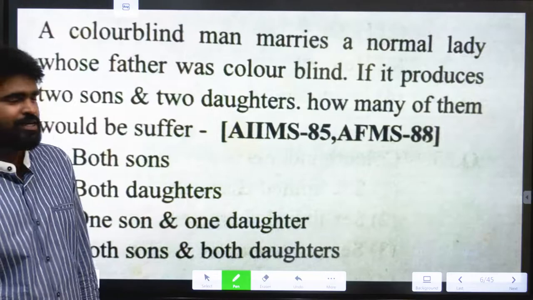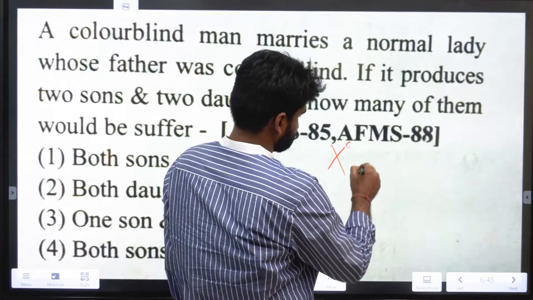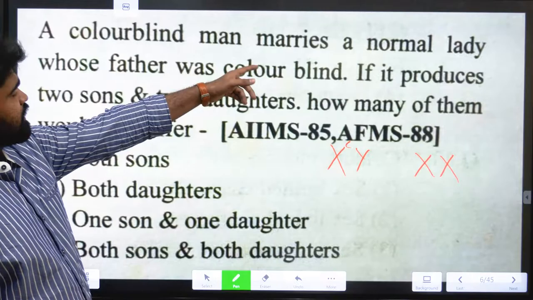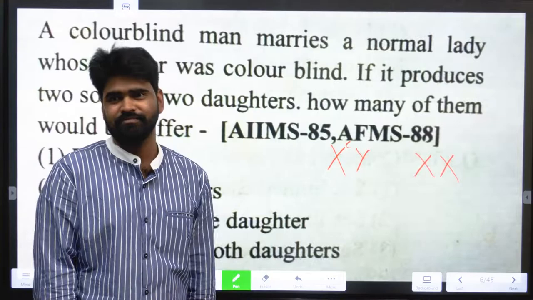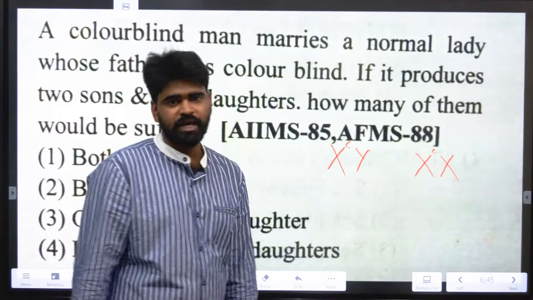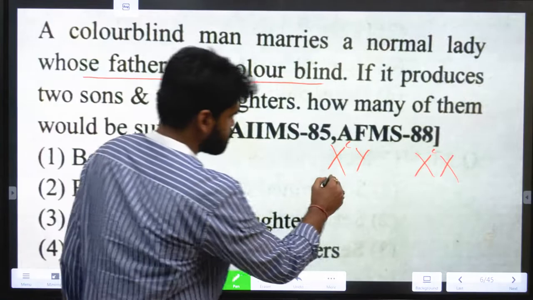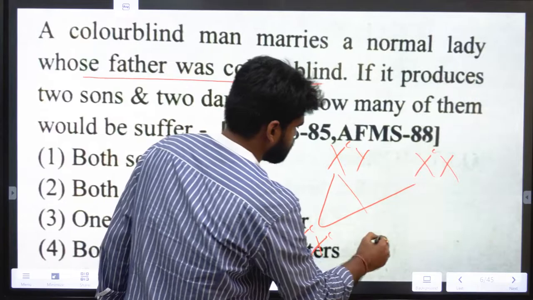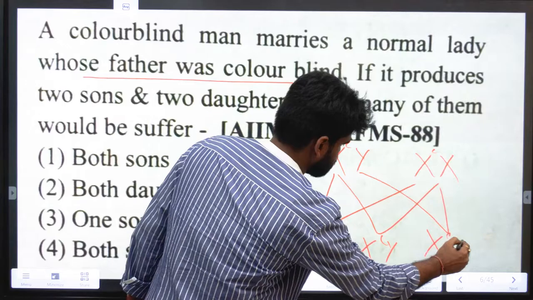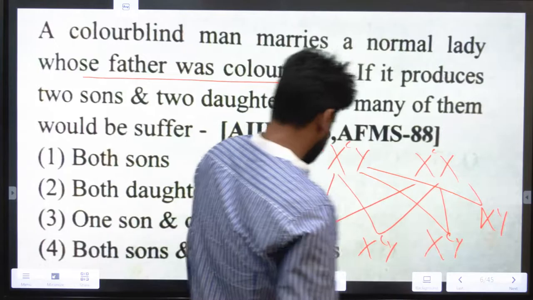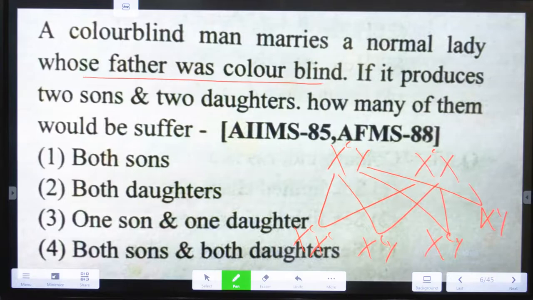Father is affected, right? And mother is normal? No, sir. Mother is a normal lady whose father was color blind. So she is a carrier. Father color blind means the lady is going to be a carrier. Carrier, and affected. So one son and one daughter is affected.